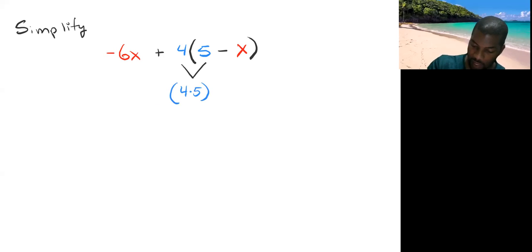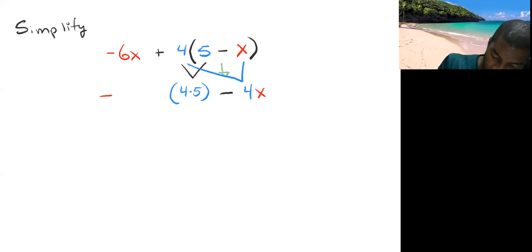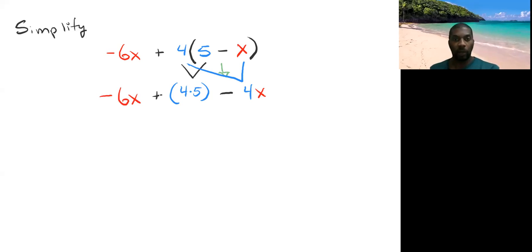And then I'm going to have a 4, drop the negative, forgot the negative, sorry. Drop the negative, and then I'm going to have 4 times x, which is going to give me 4x. And I'm going to have my negative 6 out here in the front because nothing happened to it. Now all I do is simply use PEMDAS. Parentheses, 4 times 5. 4 times 5 is 20.